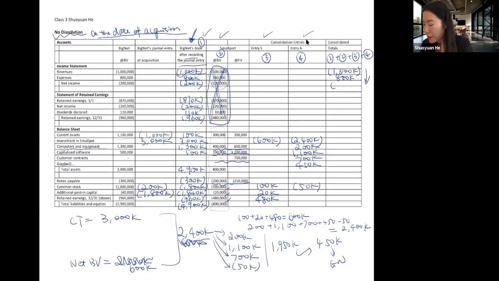So if we take revenue minus expense, that gives us 200,000 net income. And this net income is carried over to your statement of retained earning. On the statement of retained earning, beginning retained earning is 870,000. And then dividend is 110,000. So if you add them up, if you do it vertically, retained earning total is 960,000. And this amount is carried over to your balance sheet.